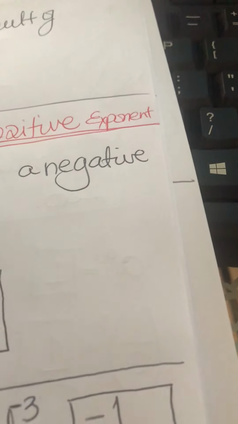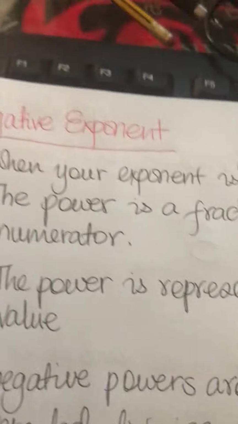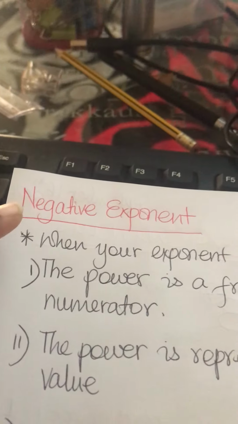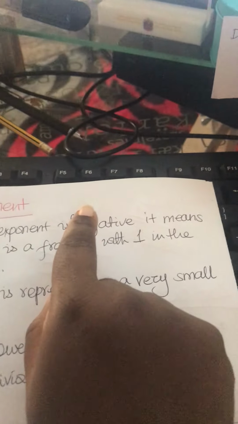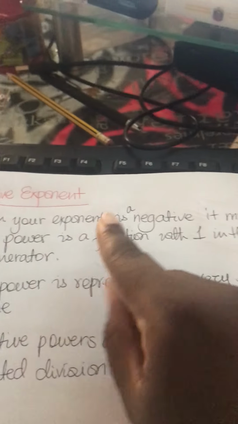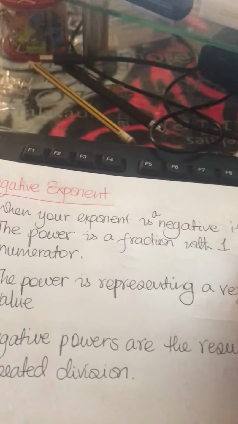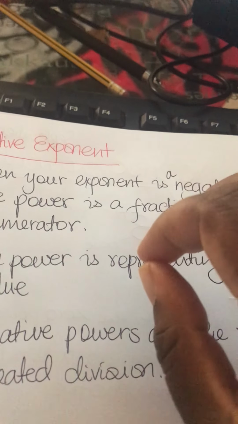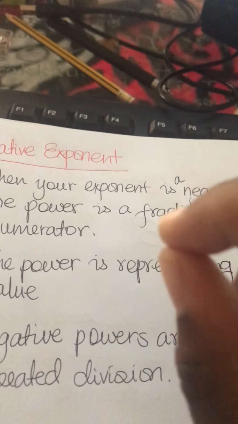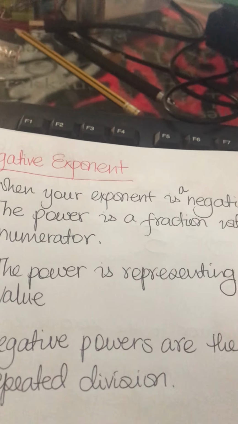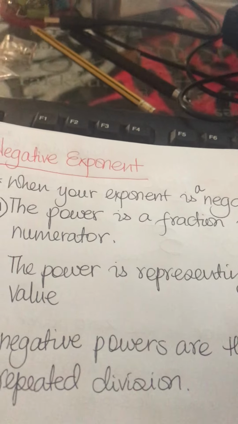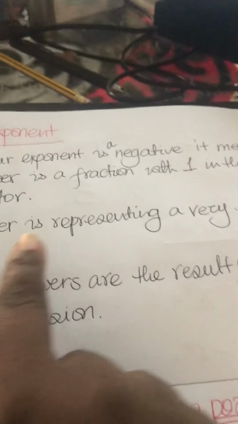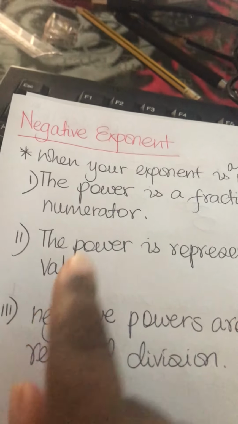So now let us look when your exponent is a negative. So this is the second part of our lesson, negative exponent. So what does that mean? When your exponent is a negative, it means the power is a fraction with 1 in the numerator. Always. When you have a negative exponent, you can write it as a fraction with 1 in the numerator. No other number can go in the numerator but 1. Then the power is representing a very small value.